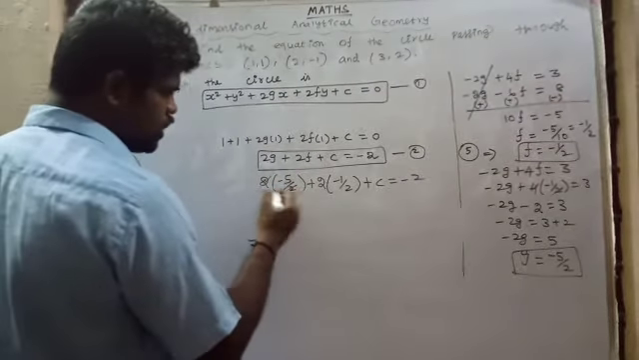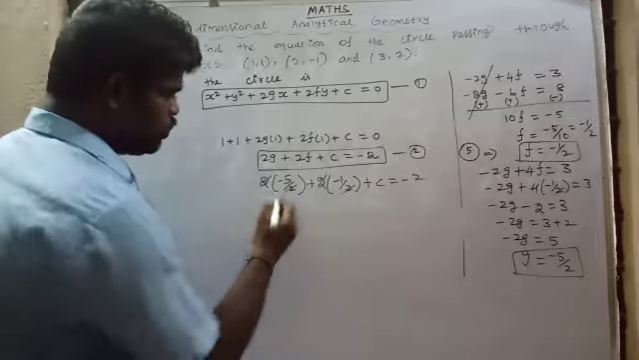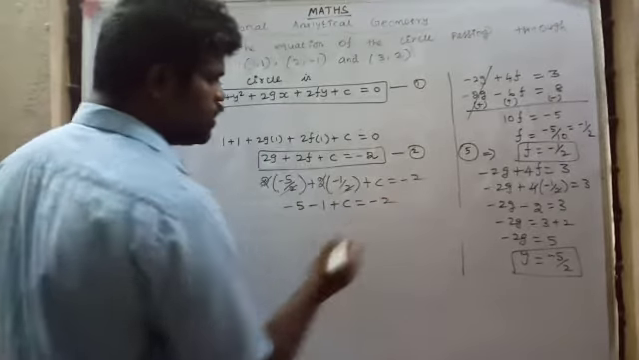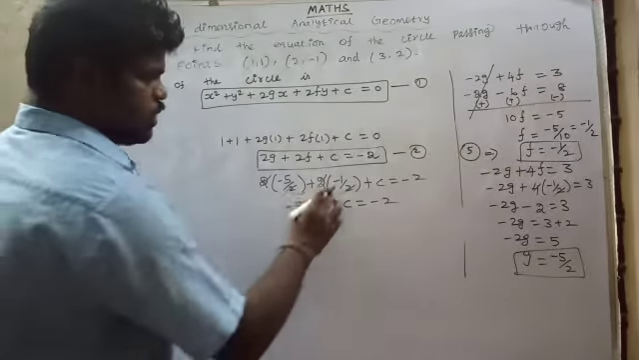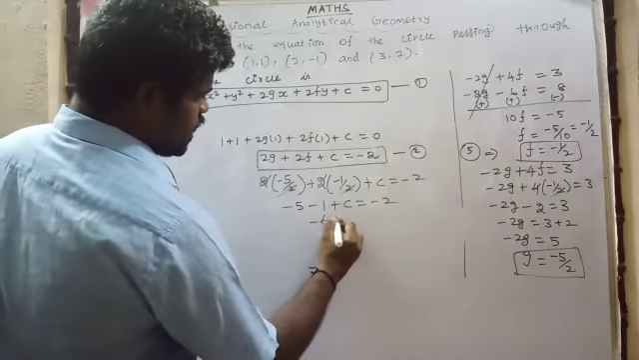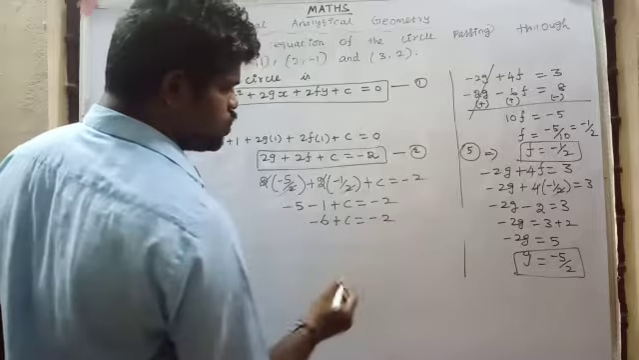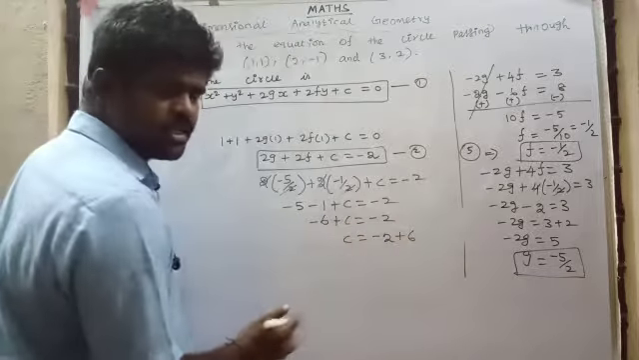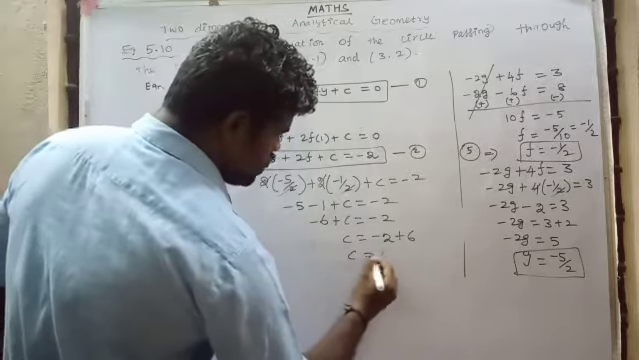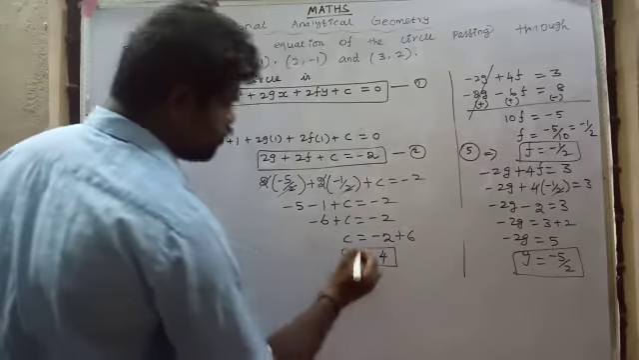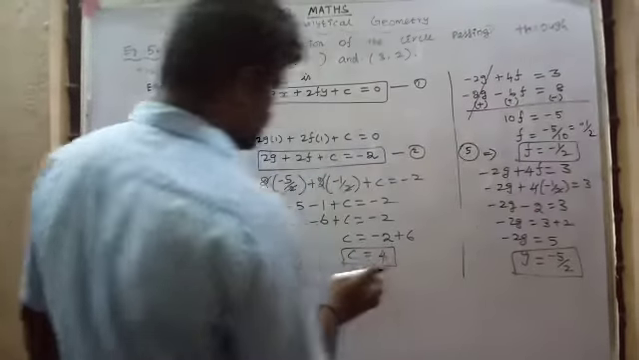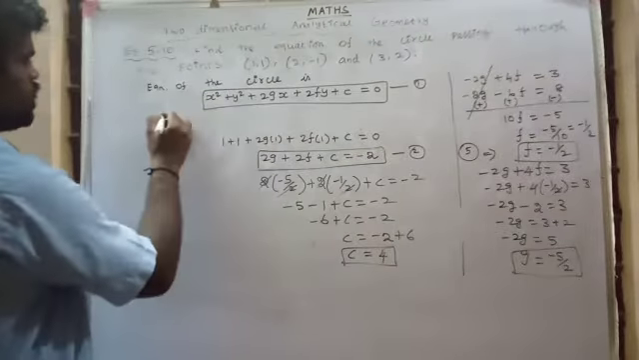Here cancel these 2 and these 2. So the value is minus 5, minus 1 plus c equal to minus 2. And here minus 6 plus c equal to minus 2. Therefore c is equal to minus 2 plus 6. C value is 4. There are three values we have to find: f, g, c, and we apply them in equation 1.